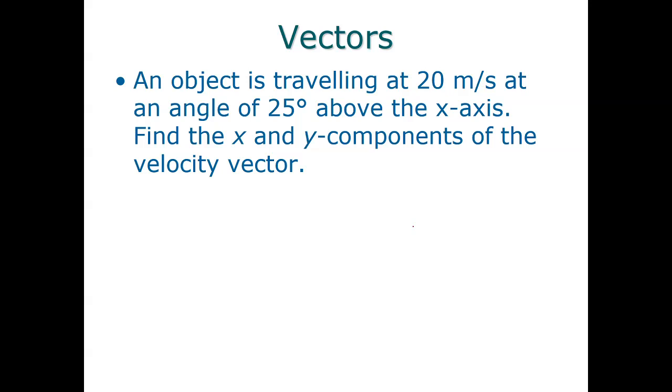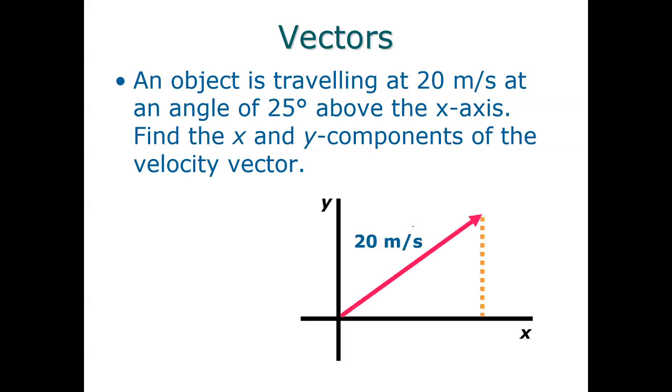Okay, so let's look at an example. In this case, we have an object that is traveling at 20 meters per second at an angle that is 25 degrees above the x-axis, and we want to find the x and y components. All right, let me draw the angle here.